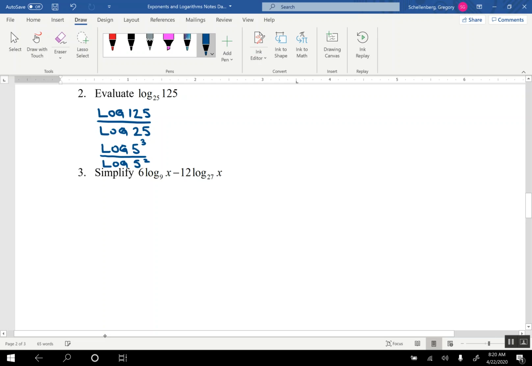Okay, now from here we can use power law. Let's move those exponents out in front as coefficients. So we've got 3 times the log of 5 and 2 times the log of 5. Now we've got common factors here of log 5. Those cancel each other out, and we're left with 3 over 2. That's our solution.